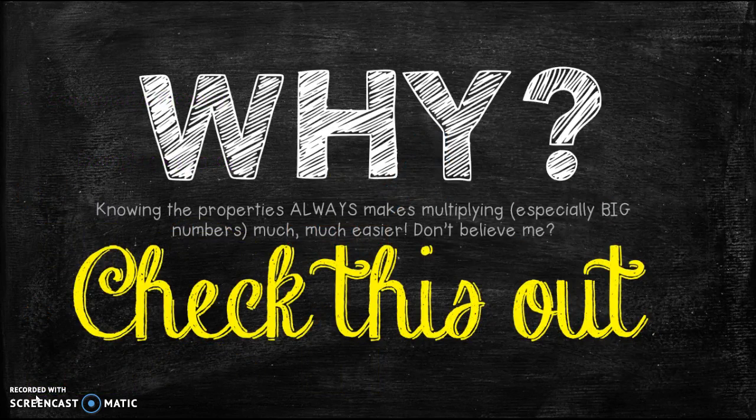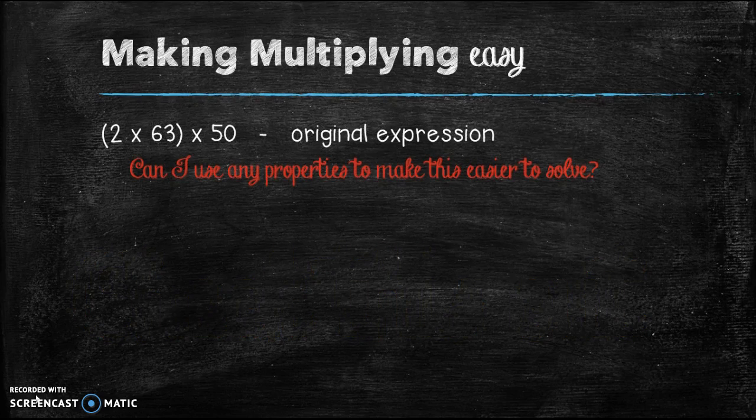So why do you need to know all of these properties of multiplication? Well, I can promise you that if you know the properties, it will always make multiplying, especially big numbers, much, much easier. Don't believe me? Well, check this out. Here we have an original expression, and we have 2 times 63 in parentheses times 50. I don't know about you, but it's harder for me to do 63 times 2 in my head and to try to figure out this all on its own.